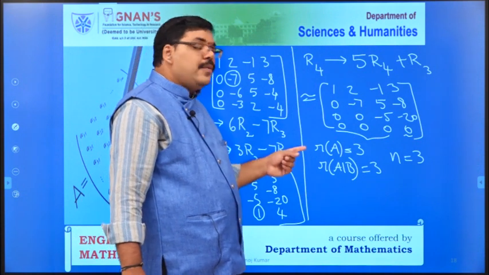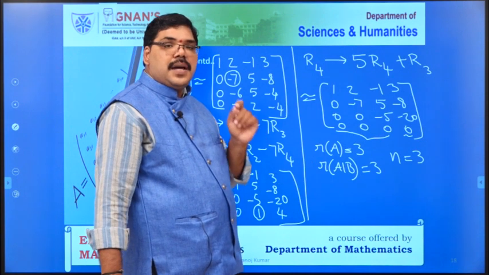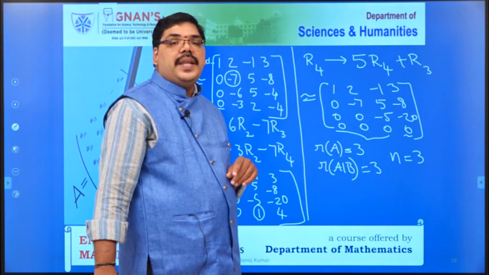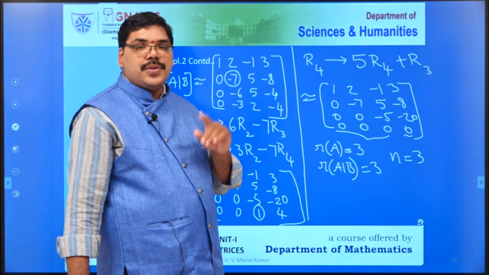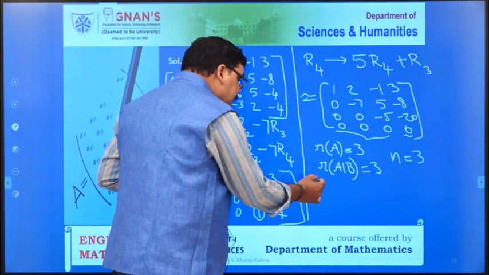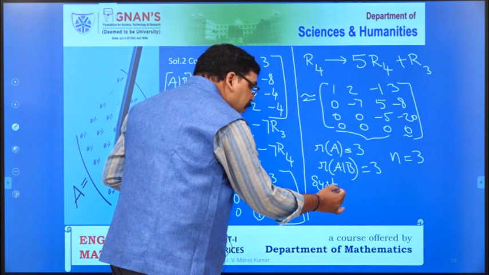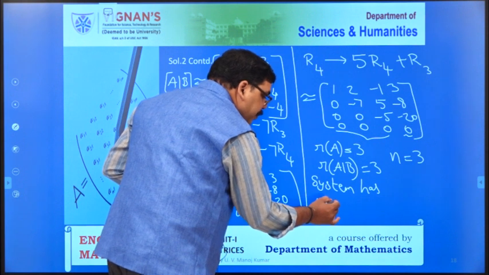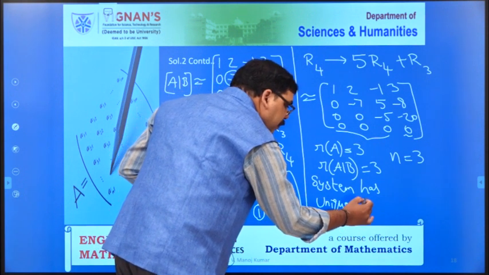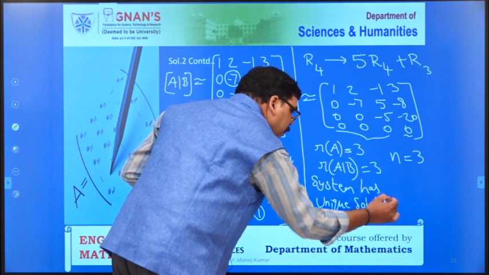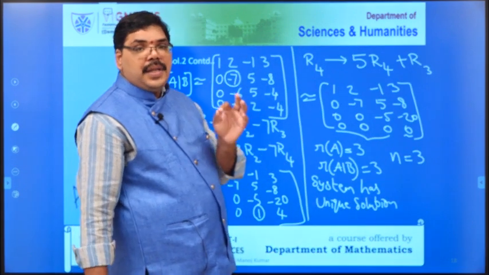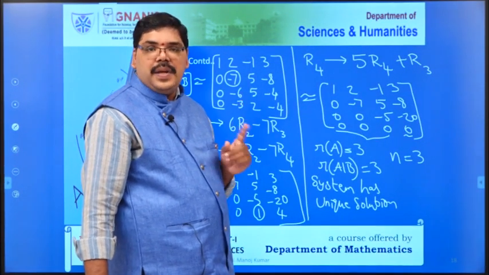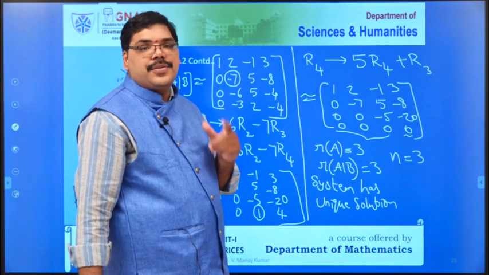Since rank of A equals rank of AB, the system is consistent, it has a solution. And this rank also equals the number of variables, so the system has a unique solution. You have to write it. Since rank of A equals rank of AB equals number of variables, the given system has a unique solution.